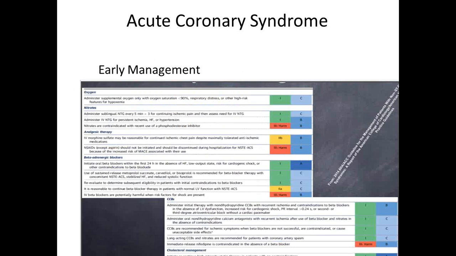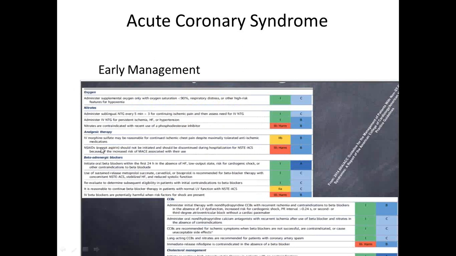You put up your IV nitroglycerin, and especially if their blood pressure is elevated, then this is really good. Very important today, you have to talk to the patient about their use of what we call phosphodiesterase inhibitors, your Viagra, your Cialis, stuff like that. It's very important because you don't want to give them nitrates if they had recent use of these medications, because it can cause death.